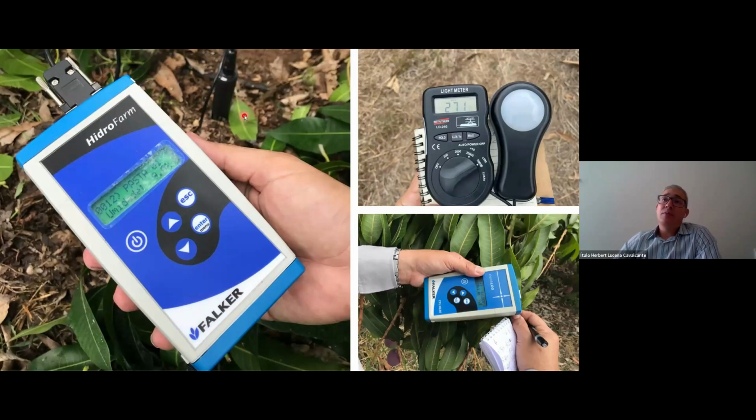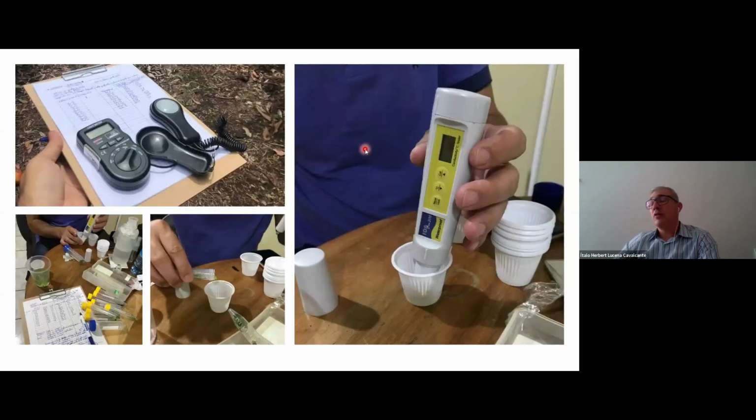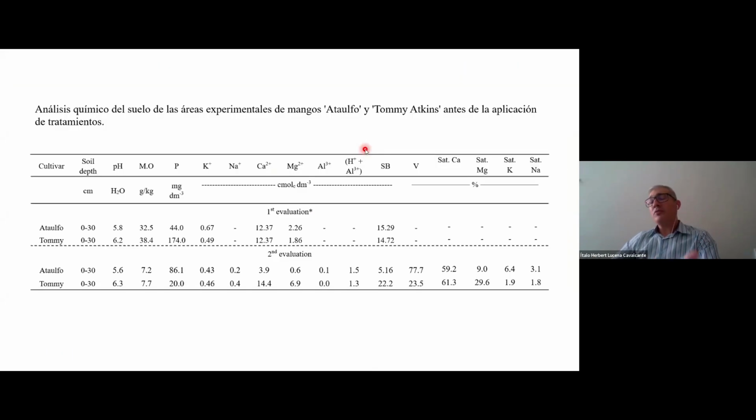Other variations were noted here. This includes soil moisture. This is a device that measures light intensity, as well as chlorophyll, total chlorophyll, chlorophyll A and B. We have other instruments that can measure electrolytes. And we're basically looking at everything that's happening on the tree.